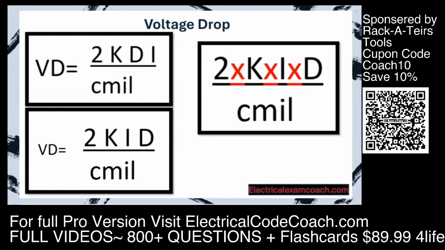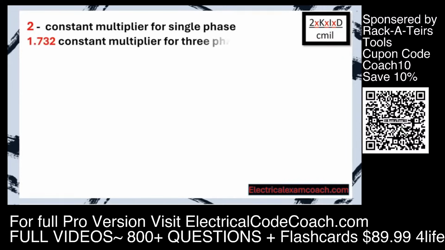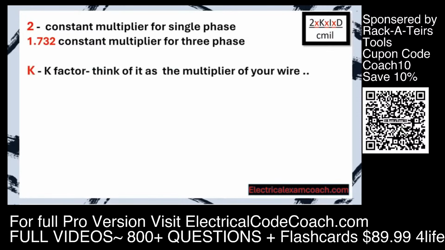Now let's learn what each one of these individual pieces mean. 2 is going to be our constant multiplier for single phase. If we're doing 3-phase, we're going to use 1.732 as our multiplier. K is going to be the K factor, and I want you to think of it like a multiplier for your wire. For copper, it's 12.9, and aluminum, it's 21.2.